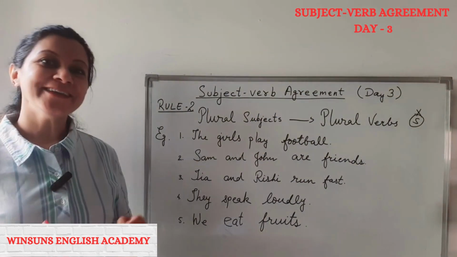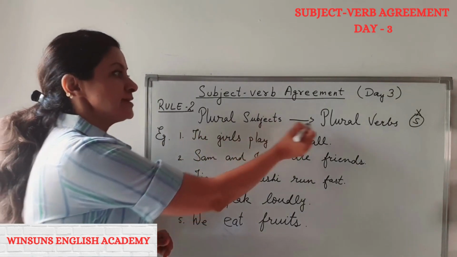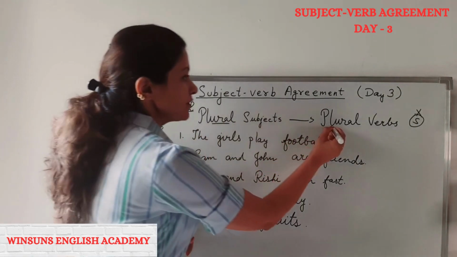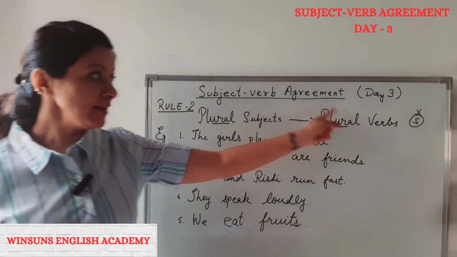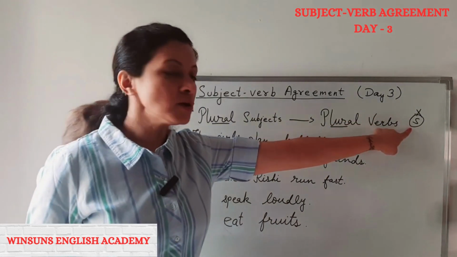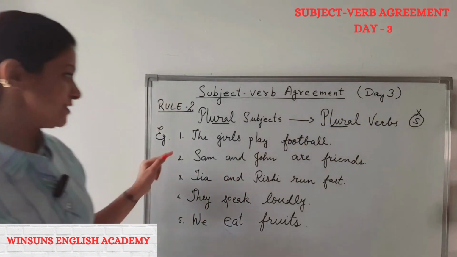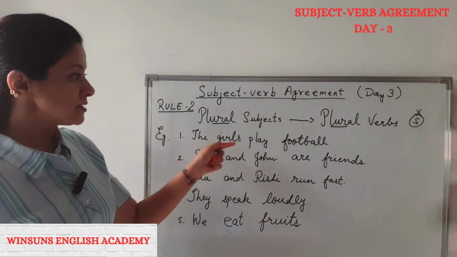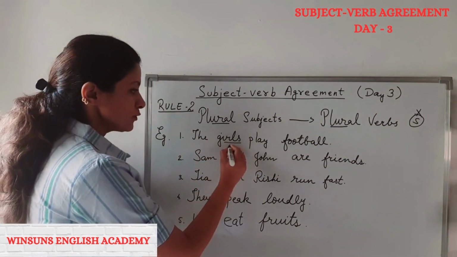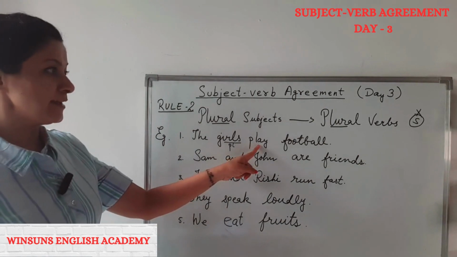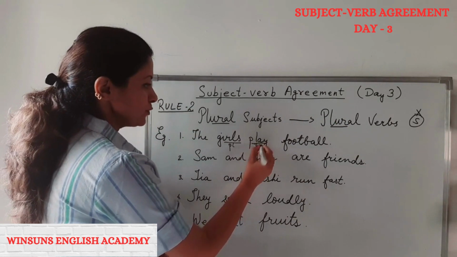Fantastic. Brilliant. Let us now come to rule 2 that says plural subjects take plural verbs. Again we have to match. Plural subjects take plural verbs. Again, in plural verbs, we do not have an S. Remove that S from there. Now let's look at these examples. The girls play football. First, girls, how many? More than one? So it's plural. Play without an S, right? So this is a plural verb.